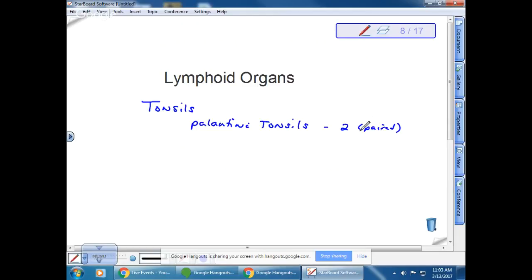We also, however, have a lingual tonsil. So where do you think that is? What does lingual mean? Tongue, right? The back of the tongue. So if you've ever had the back of your tongue swell up and get sore, that's because that is a tonsil as well. And then we have the pharyngeal tonsil.